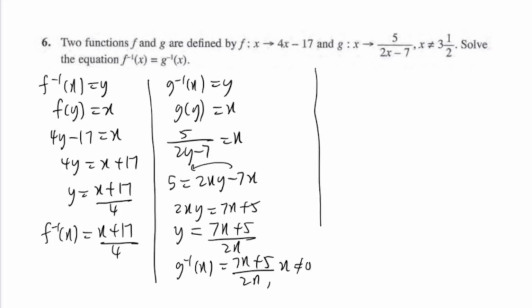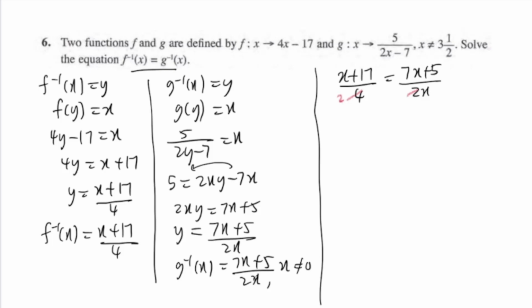What we want is to solve f inverse equals g inverse. Okay, this one is a bit ugly. My x looks a bit ugly. Let me fix this. Alright, so let's take f inverse x, x plus 17 over 4, let it be 7x plus 5 over 2x. And from here, I don't like to cross multiply by 2 because I can see a 4 can divide by 2, left with 2, right?